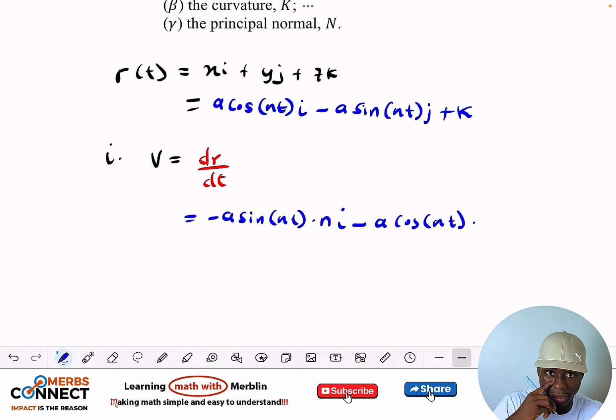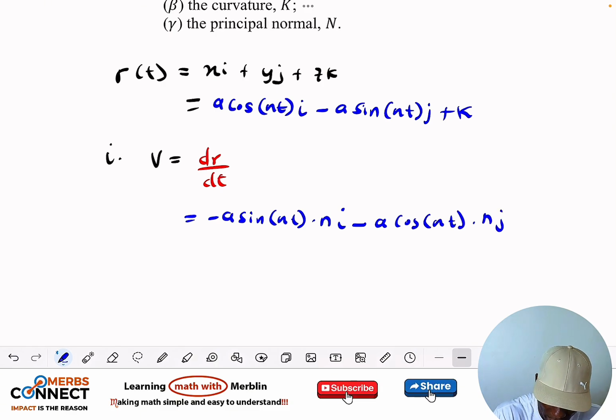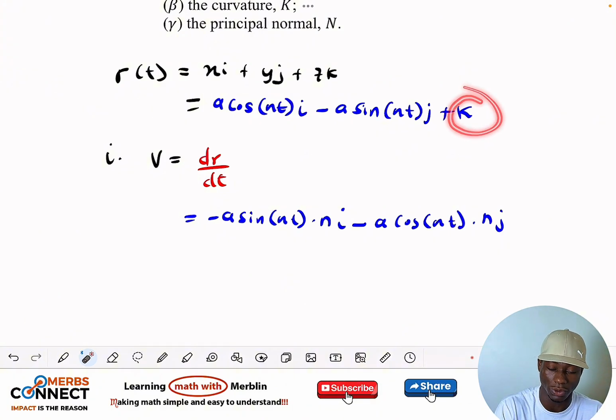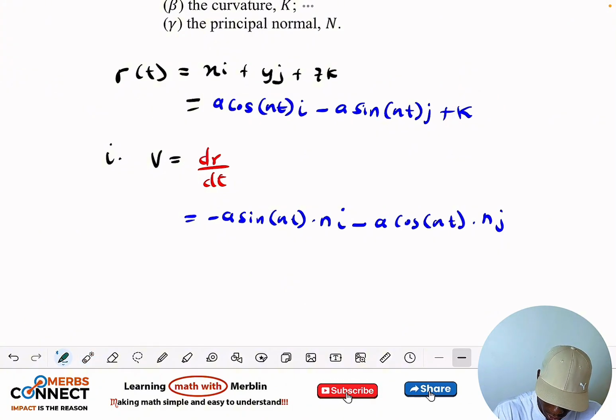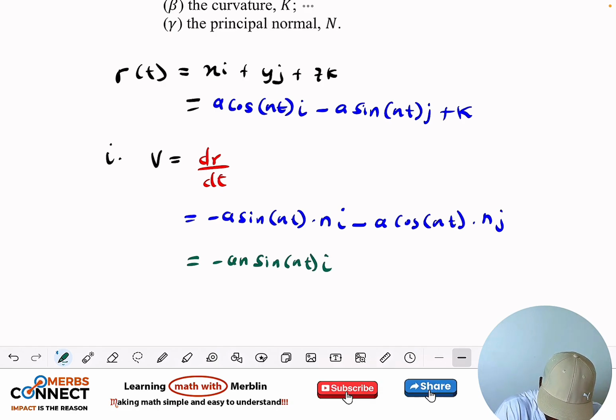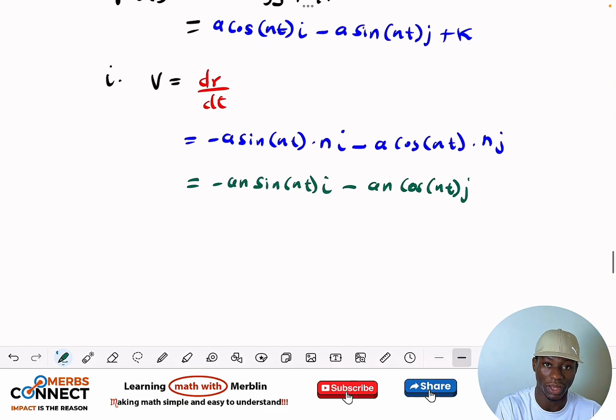The same thing, differentiate what is inside the parentheses. We are going to get something like n again with j. And then when I differentiate this one, it goes to 0 because it's constant there. Let me try and simplify this, and I'm going to have minus an sine nt i minus an cos nt j. So this is the velocity.